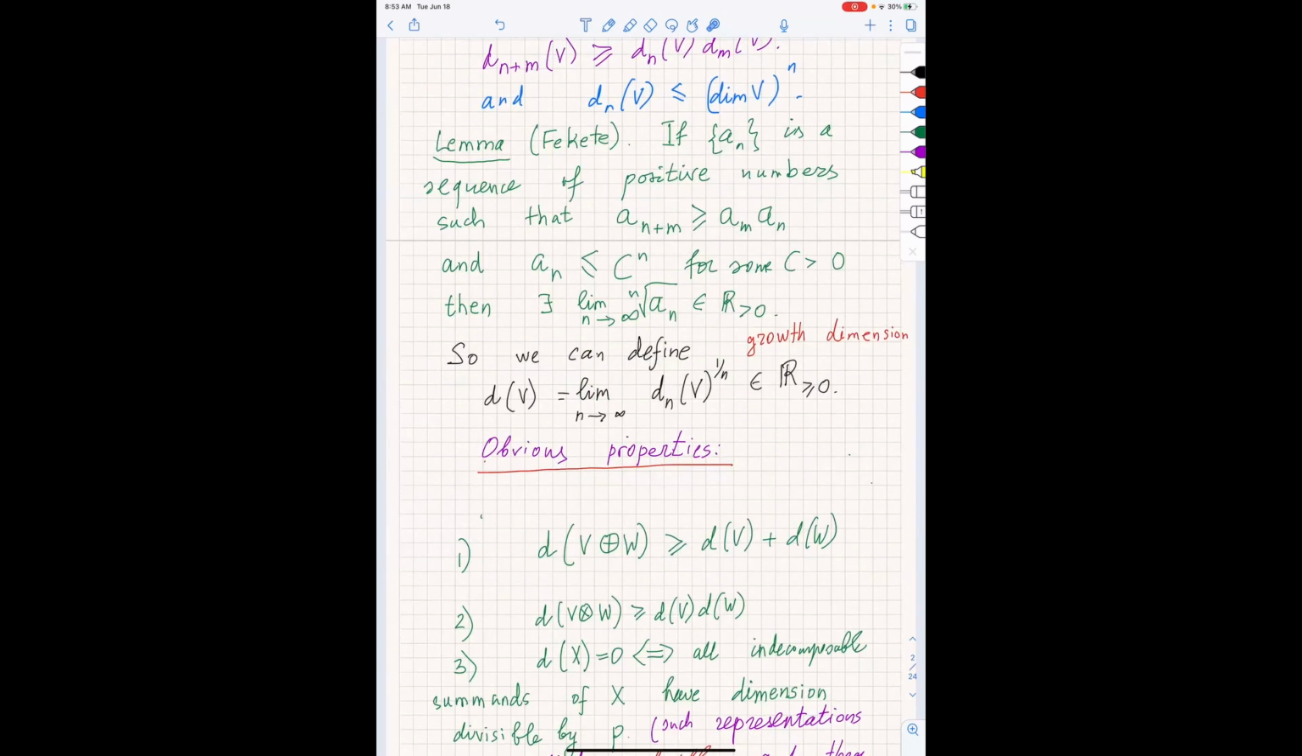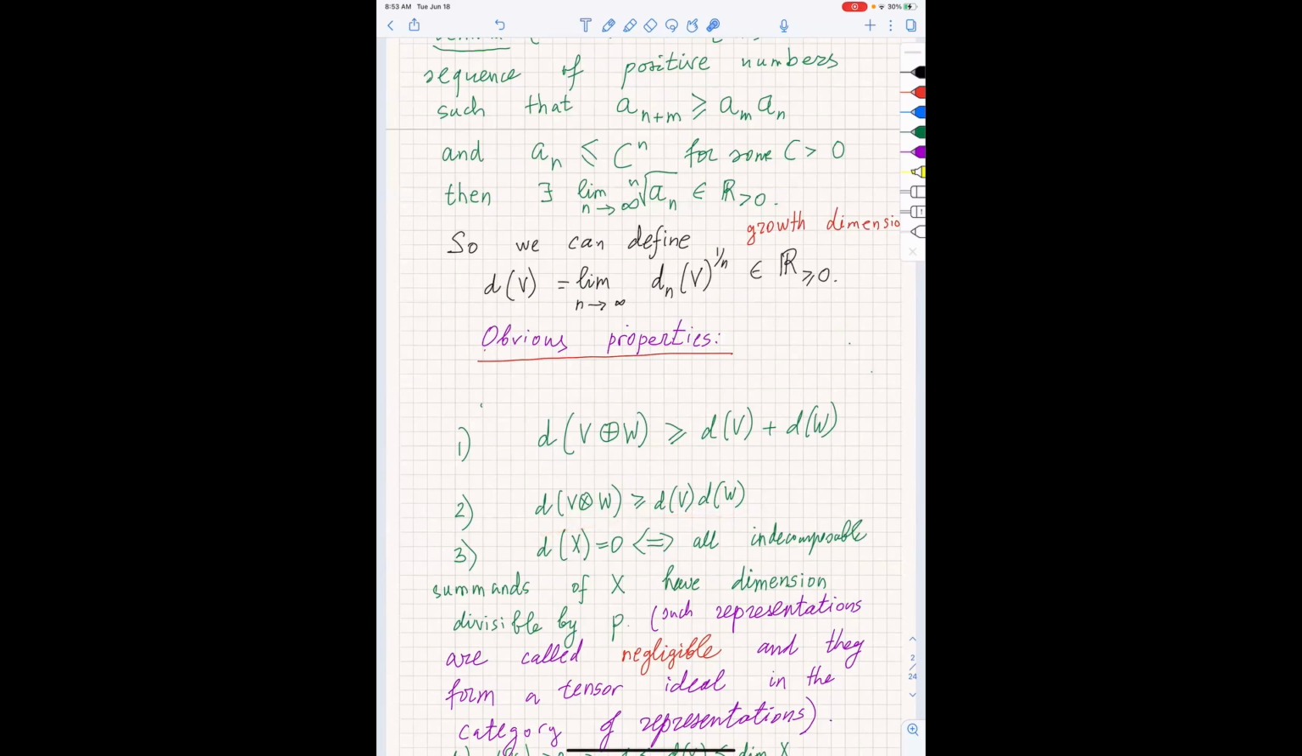Well, this has some obvious properties, which are easy to see. First of all, the growth dimension of the sum is greater or equal to the sum of dimensions. The growth dimension of the product is greater or equal to the product of growth dimensions. This is obvious because, for example, for the product, again, if you have V^n and W^n, and you take an indecomposable in V^n and an indecomposable in W^n of dimension coprime to p, and tensor them together, you get a representation of dimension coprime to p. So it has at least one summand coprime to p. All of these inequalities are shown in this way.